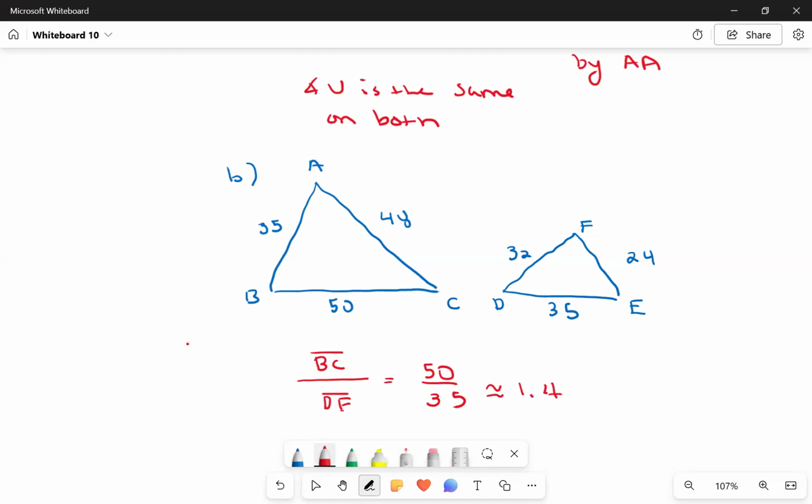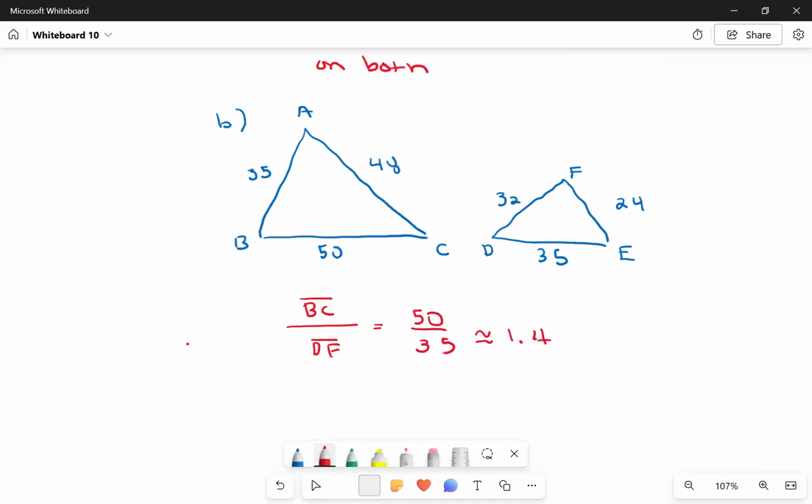All right. I compared those two. So now let's do the smallest two. Let's compare the smallest two. So that would be side AB compared to side FE. So I'm comparing the smaller sides to each other now. AB is 35, FE is 24. So let's divide 35 by 24. 1.45. Oh, okay. So actually here, I should mention this one technically was 1.42. This one is 1.46.